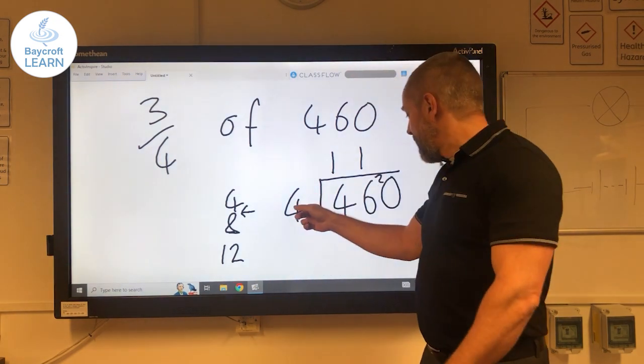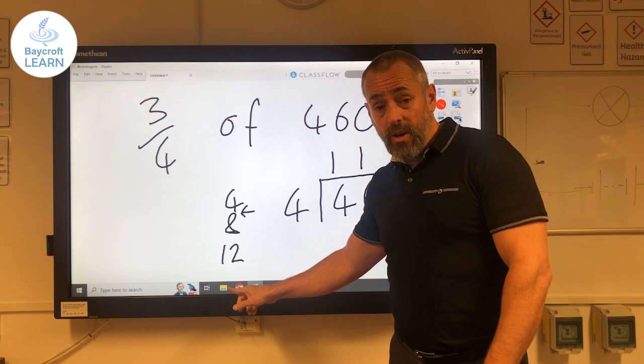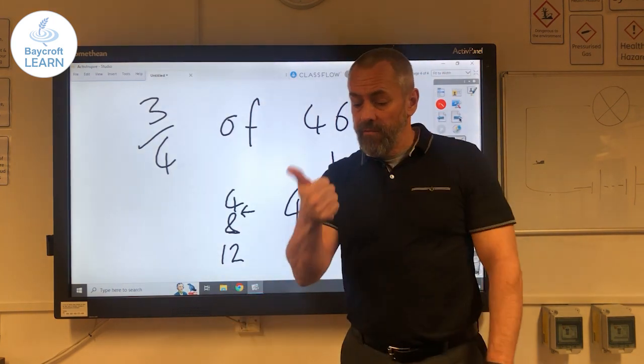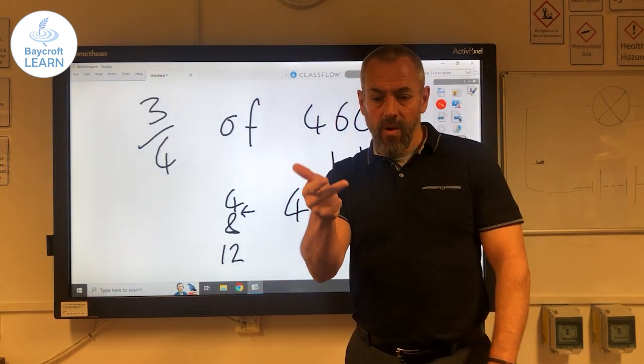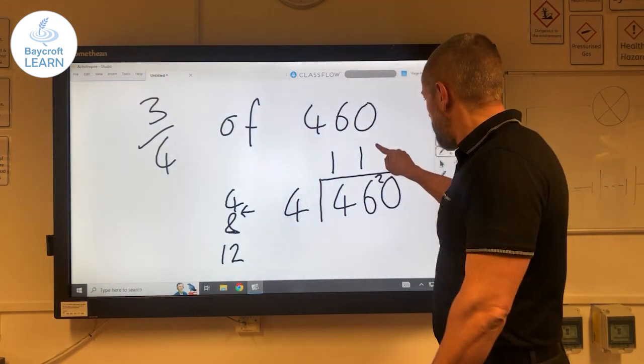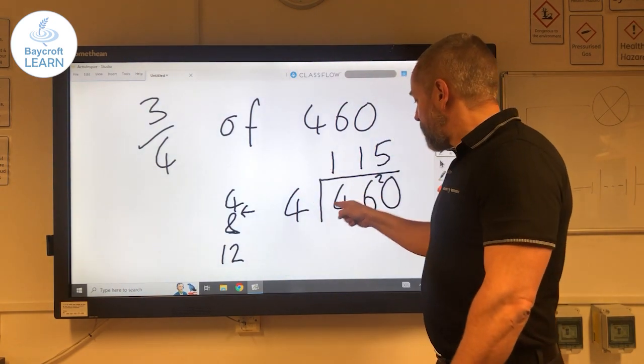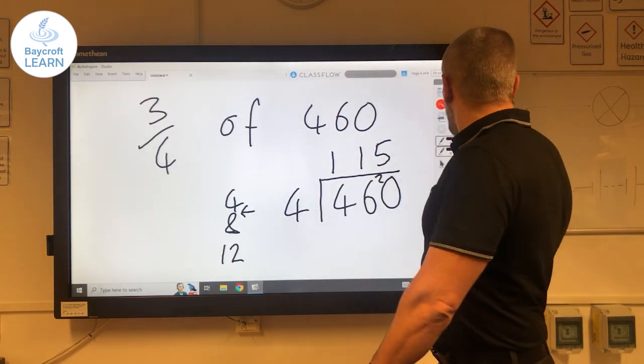Now what we've got is how many lots of 4 are there in 20? Well, we can continue to write out our times table, which I'm going to leave you to do, but it's 4, 8, 12, 16, 20. So that's 5 lots. So what we've got there is 1/4 of 460.